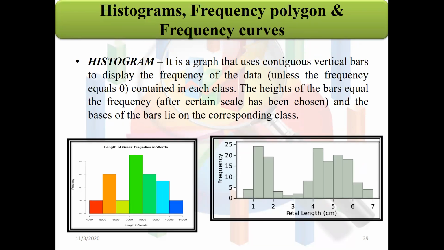Histograms. A histogram is a graph that uses continuous vertical bars to display the frequency of the data, unless the frequency equals 0, contained in each class. The heights of the bars equal the frequency and the bases of the bars lie on the corresponding class.